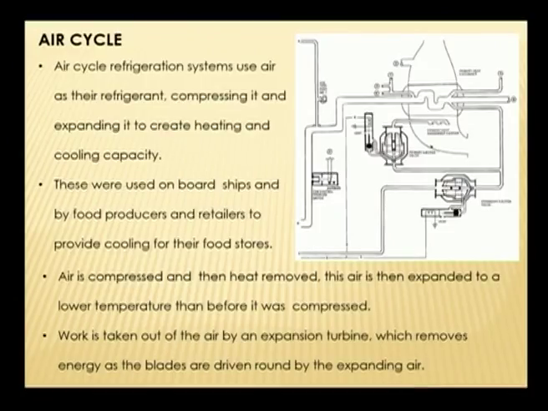Here the air is compressed and expanded to create a heating and cooling capacity. These were used on board ships and by food producers and retailers to provide cooling for their food stores in the past. Air is compressed and then heat removed. This air is then expanded to a lower temperature than before it was compressed, and work is taken out of the air by an expansion turbine, which removes energy as the blades are driven round by the expanding air. So, basically air does the function of the refrigerant here in the air cycle.